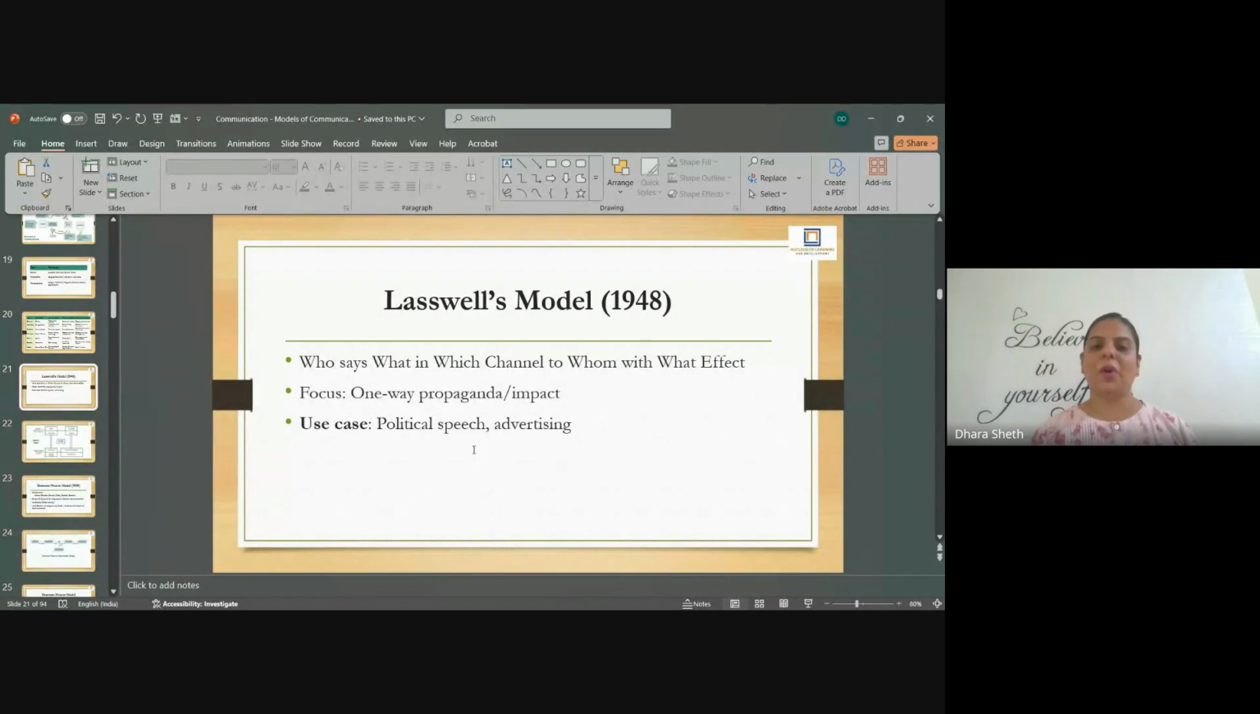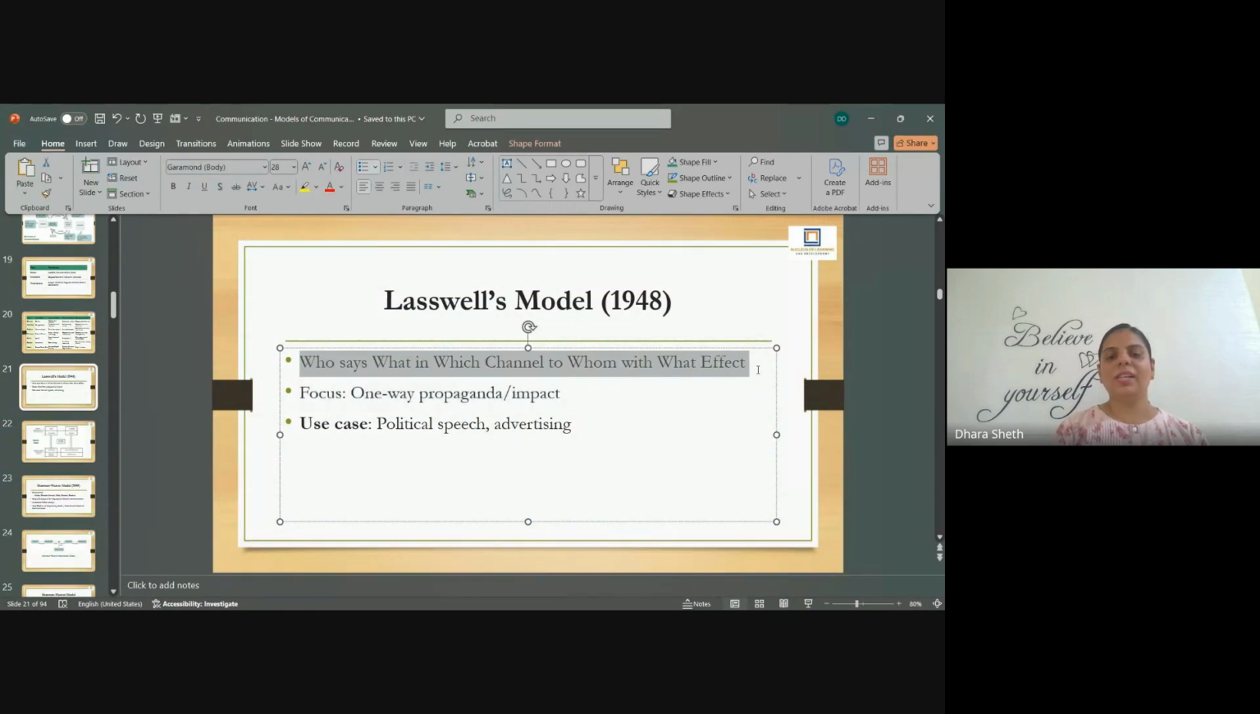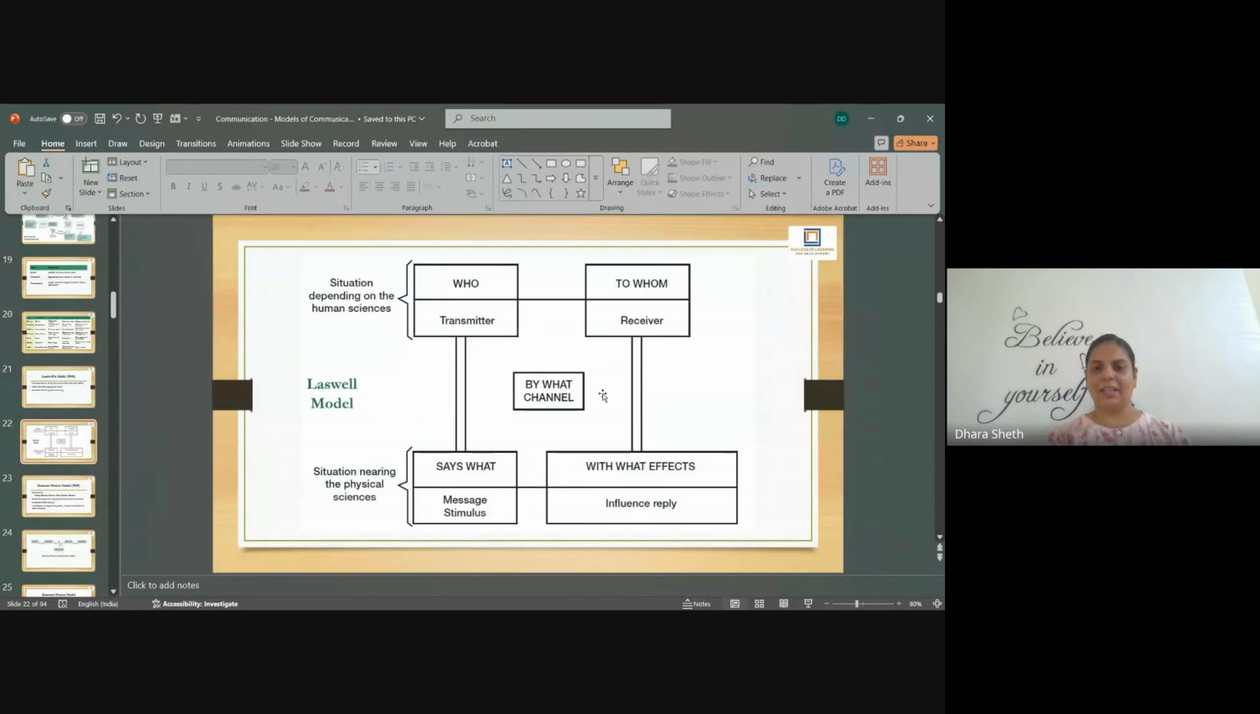You can see it's 1948. Who says what, in which channel, to whom, with what effect? Please remember this. Who says what, in which channel, to whom, with what effect? One-way propaganda and impact, let's say political speech, advertising. If someone is speaking from the dais and there are thousands of people listening, it is usually one-way communication. It was something like that.